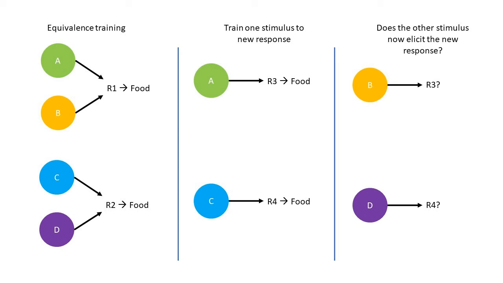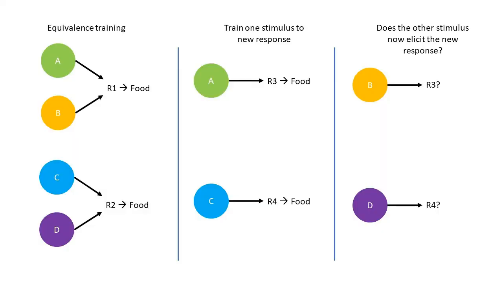Now we can ask a question. So now we move on to our test phase. In the test phase, we present B and give them a chance to respond on R3, response 3. And we give them D, which should be equivalent to C, and we give them the chance to respond on R4, which has been associated with C. So B has never been paired with response 3, but B is equivalent to A, and A has been paired with response 3. So we want to see if that equivalence transfers over.